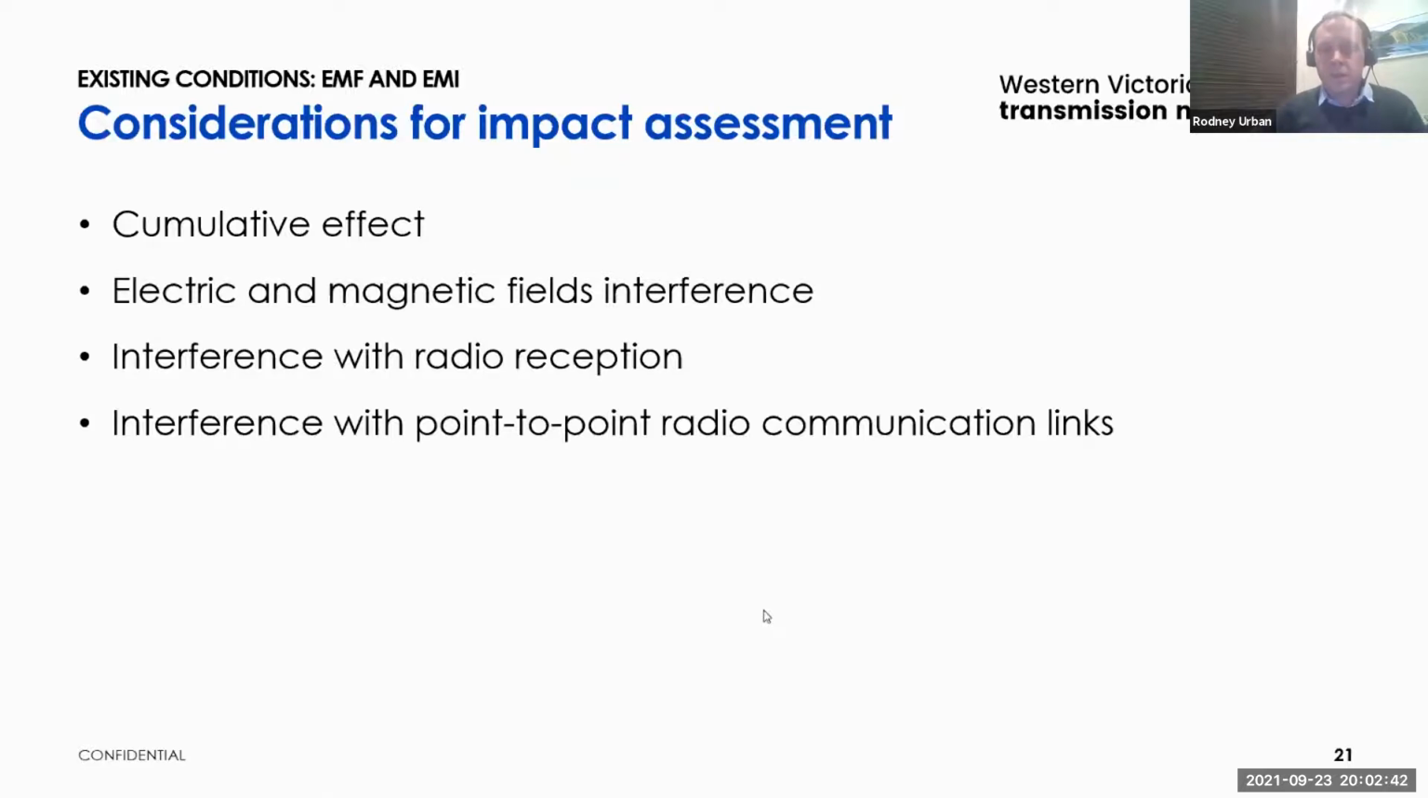Going on to the impact assessment, which is currently underway, what we're going to be looking at is the cumulative effect. So it's the existing conditions which we've presented today, but also the impact and cumulative effect of the additional electric and magnetic fields and electromagnetic interference from the new infrastructure, together with the existing emissions from the existing infrastructure. And looking at electric and magnetic field interference, and also interference with radio reception and point-to-point radio communication links.